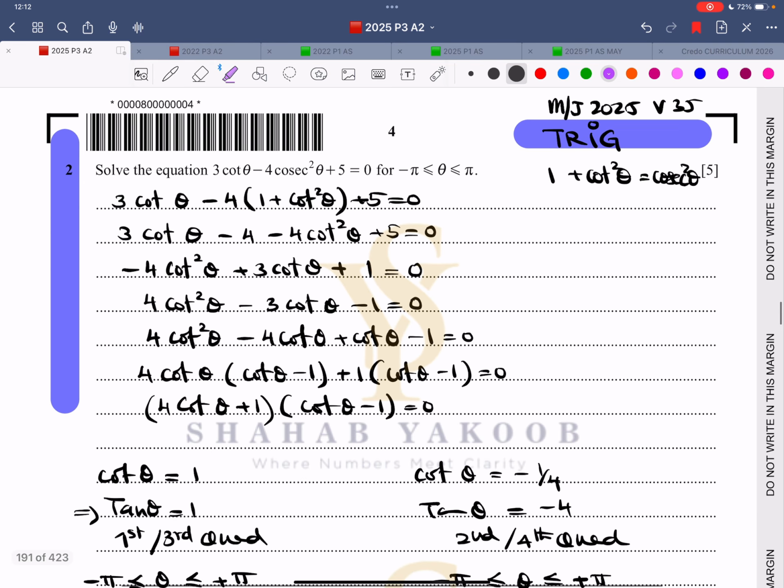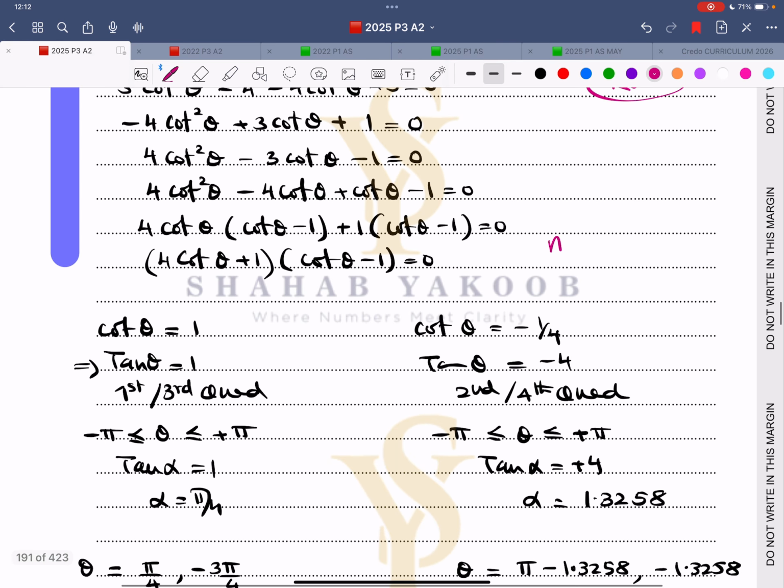Now another question involving identity and equation, that's part and parcel. 3 cot theta minus 4 cosec square theta plus 5 equals 0. Theta lies between negative pi and positive pi. So again, this is calculator in radian mode, angle in radians. Cot remains as it is. Cosec square, 1 plus cot square is cosec square. So cosec square is replaced with 1 plus cot square. Again, it's middle term factorization. That's the heart and soul of math.